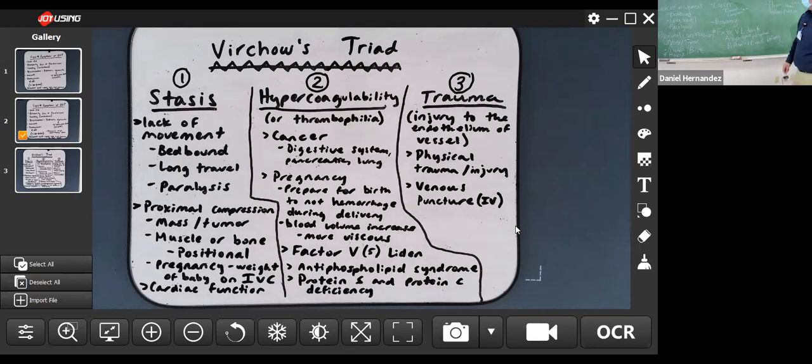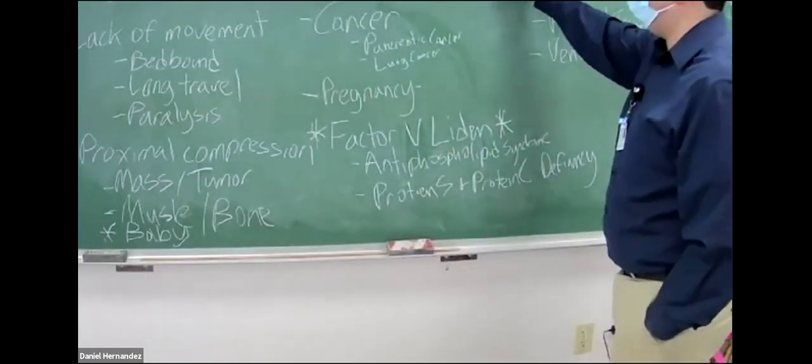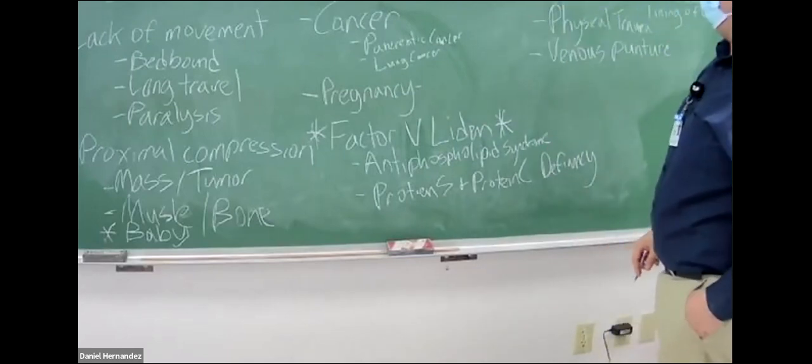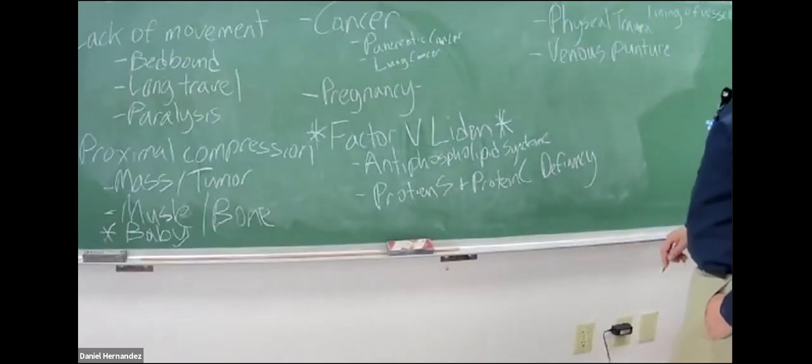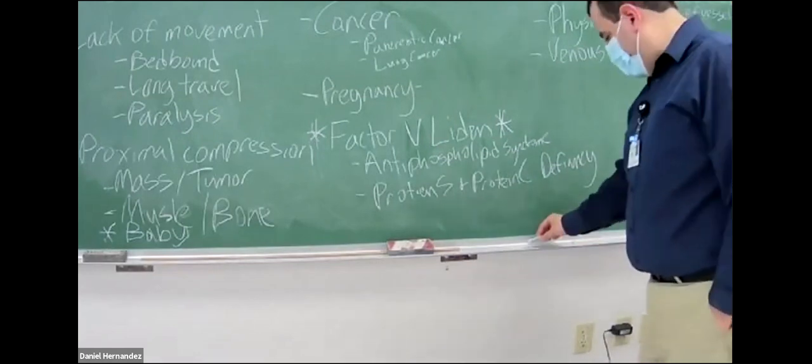So just to summarize, the three main driving factors that create blood clots, we have stasis, lack of movement of the blood flow, hypercoagulability, different conditions that cause the blood to become more susceptible to developing clots, and then trauma to the actual vessel. So those are the three components of Virchow's triad.